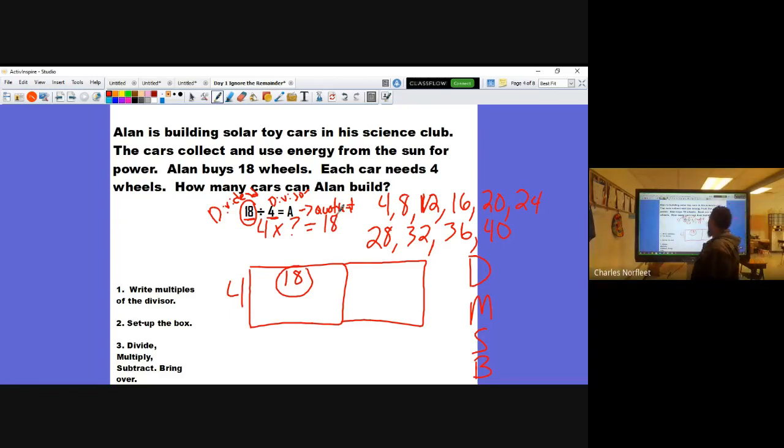All right, so now we are ready to solve this problem. We're going to divide and step. You guys know that we use our division steps as going to the store to buy something. So Mr. Norfleet is really thirsty this morning. I'm going to the store and I need to buy some water. Each bottle of water is going to cost me $4.